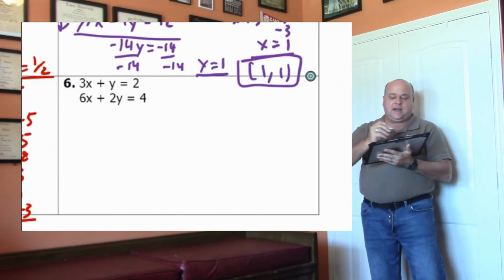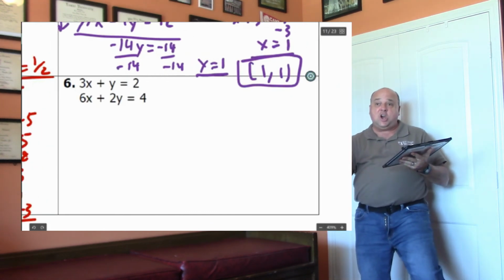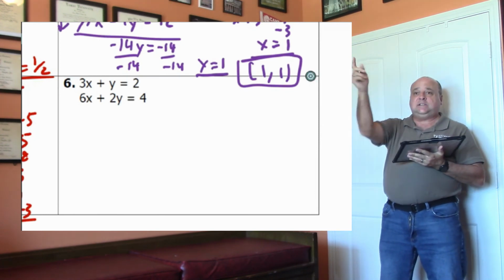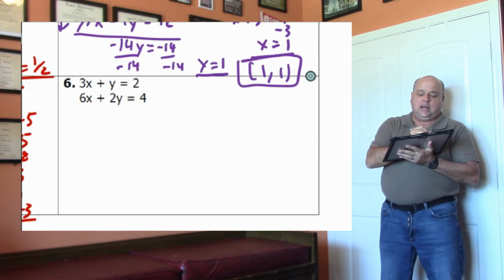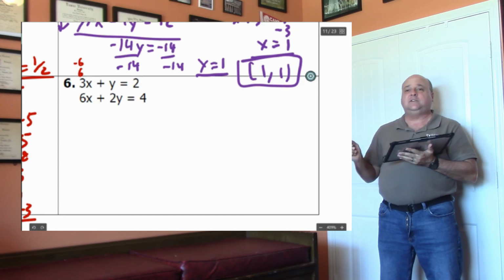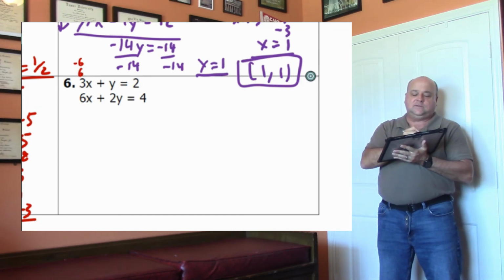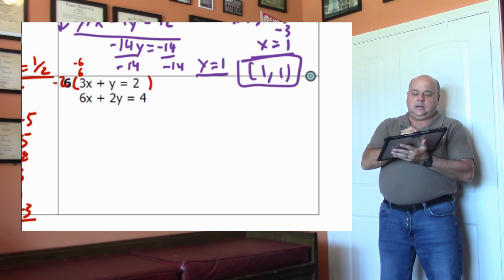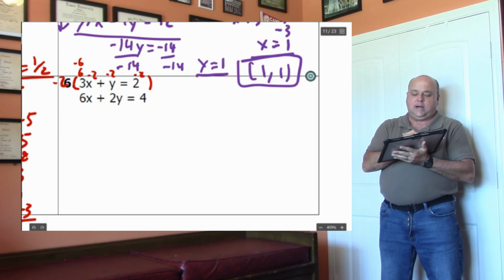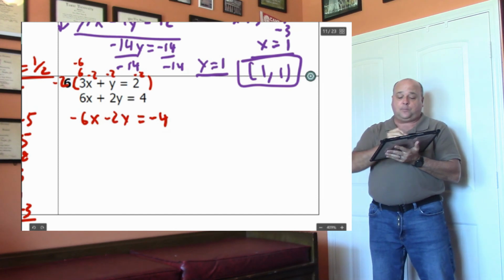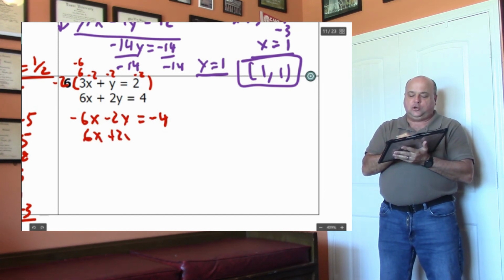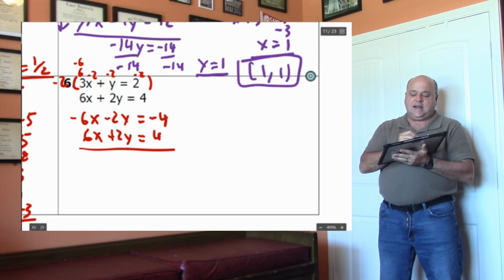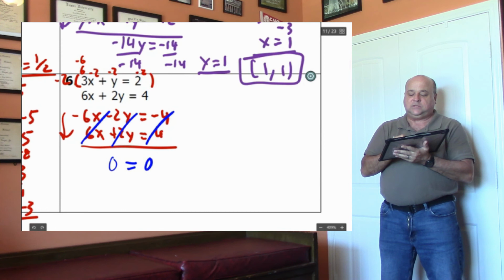And the last one. Let's go to the last one. Something funky is going to happen on this one. Let's eliminate the x. So to eliminate the x, I want to make a -6 and a +6, don't I? I already have the +6, so I'm going to multiply the top equation by -2. So I'm going to get -6x minus 2y equals -4. First time you've had a problem like this. 6x plus 2y equals 4. Notice what's going to happen when I go straight down and add. Everything cancels out. I'll get 0 equals 0.